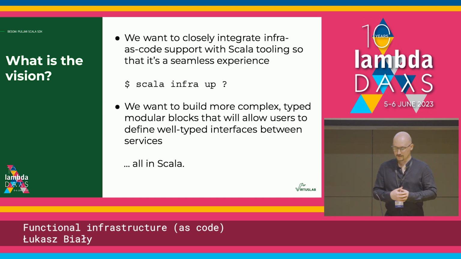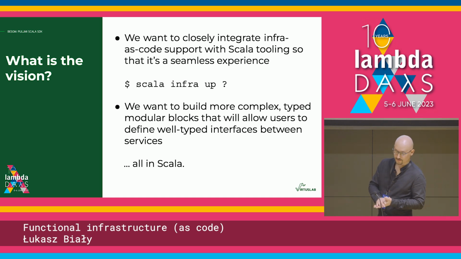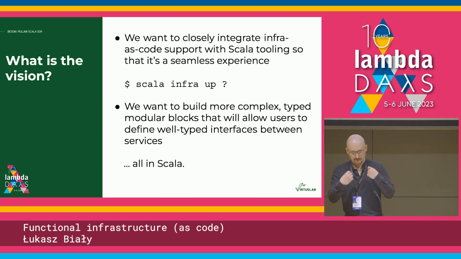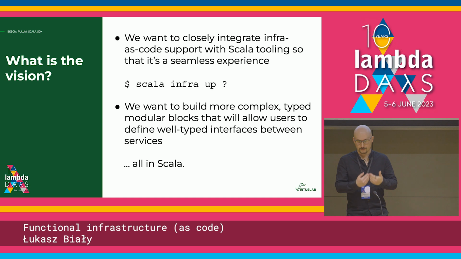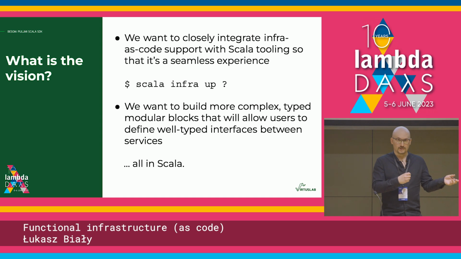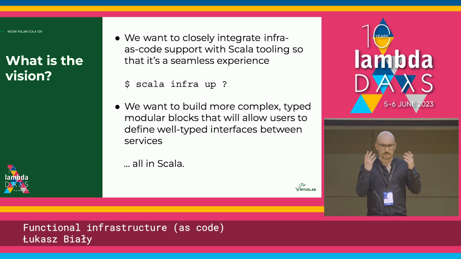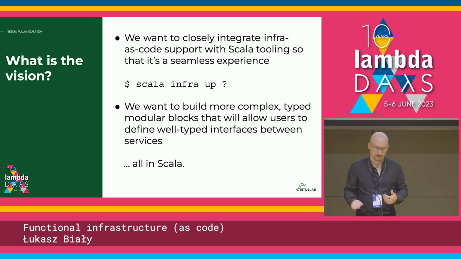I wanted to work in a way that we can just say scala infra up, and we get a fully built, compiled, type-checked project that is deployed to a cloud environment of your choice. We also want to resurrect the infrastructure as types project, and build more complex libraries of components that are fully typed and have well-typed interfaces between them. So it's impossible to connect a service or client that calls HTTP to a gRPC service, because it doesn't make sense. It shouldn't be possible. Why are you trying that? It should be just in types. And we want to do that all in Scala. We want to have full stack.